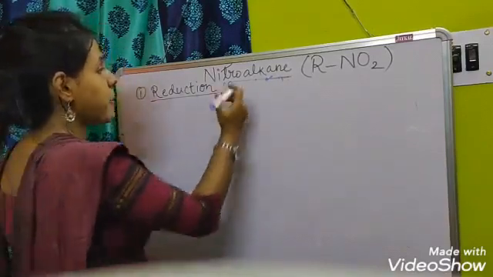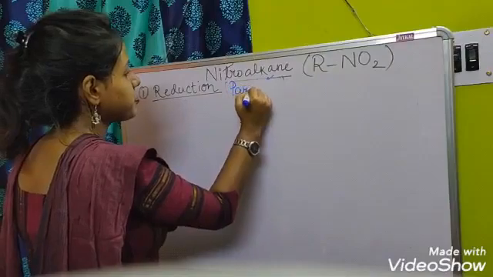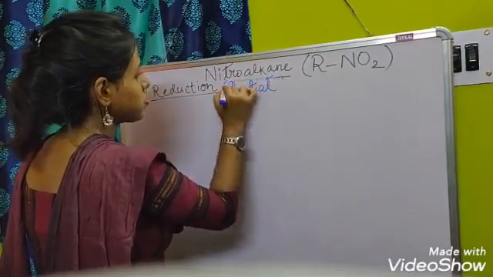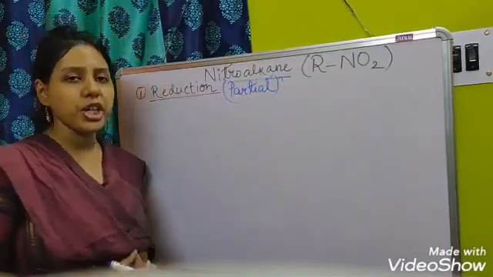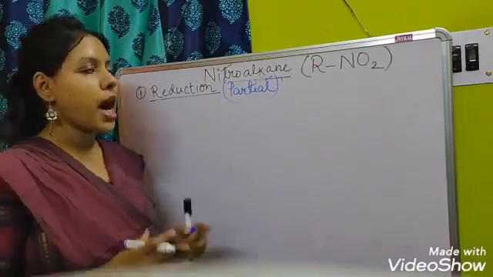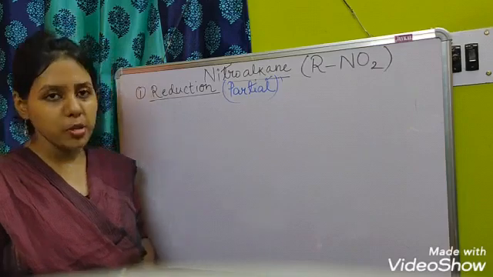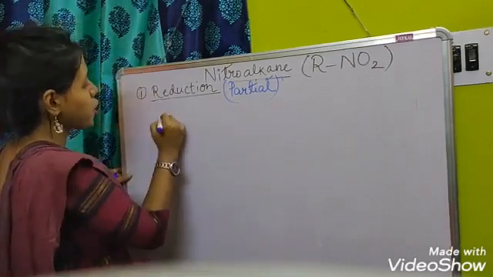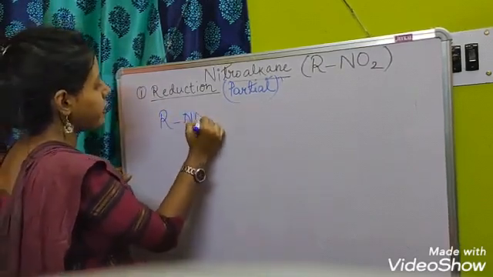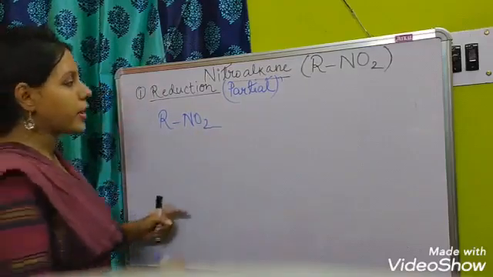So the next one is partial reduction. For partial reduction, we will use a neutral medium here. Neutral means not so much acidic and not so much basic. So first of all, we are taking the nitroalkane.